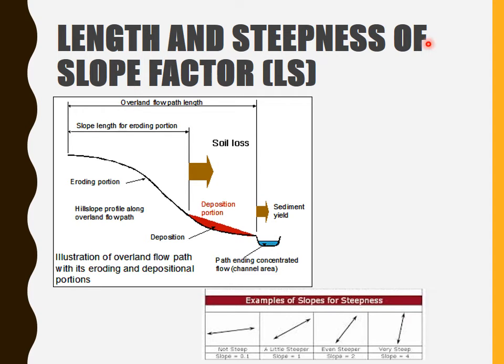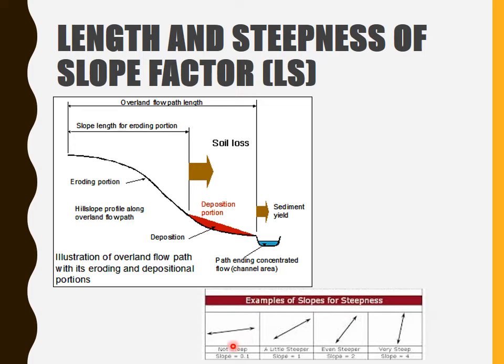Then next is the length and steepness of slope factor. The slope length for the eroding portion is from this point to this point. This is the portion of soil which is eroded in these hilly areas and deposited here. Some amount of soil will be mixed with the water and flow as sediment. So this length is called the slope length.